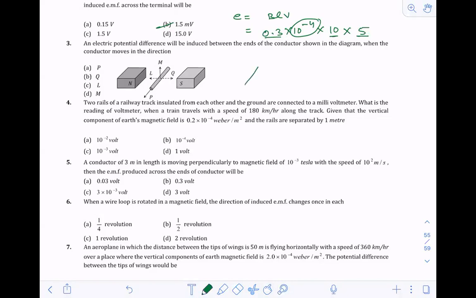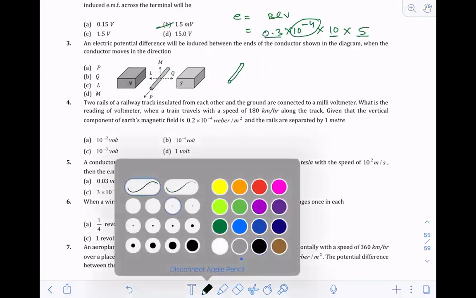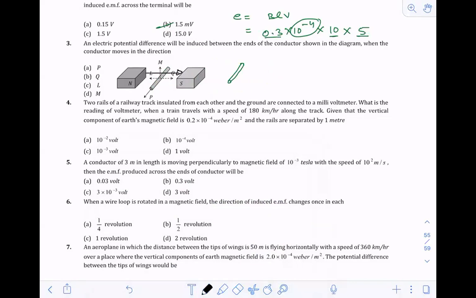Suppose I have a rod which is kept like this. Now, what is the direction of the magnetic field? Let me first draw that. From north to south, we have the magnetic field direction. Within this magnetic field only, we have this rod. Now, if I move this along L, or along Q, what is happening?